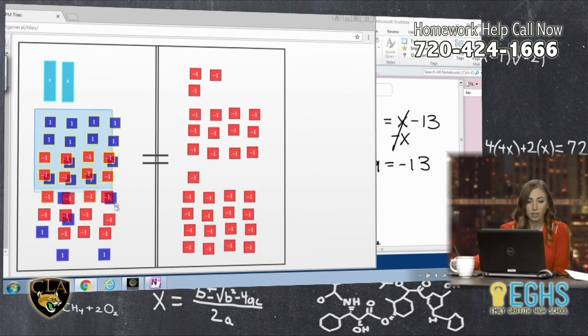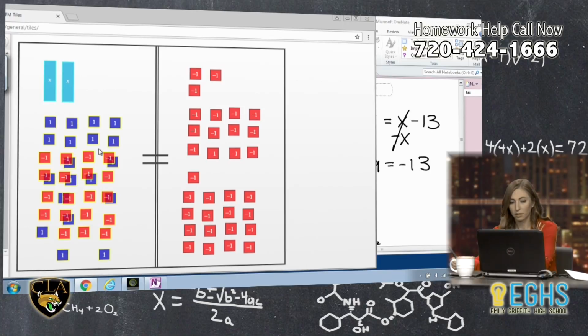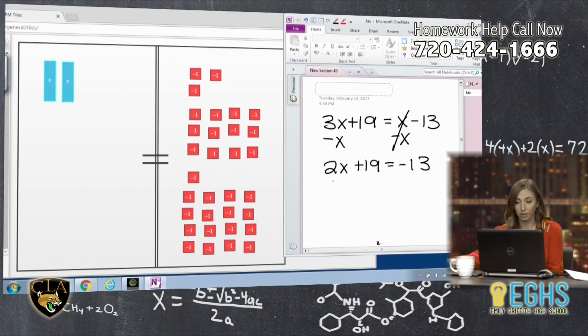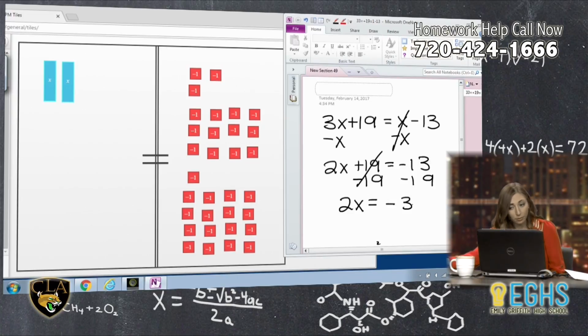So now these all cancel because of my positive 1's and negative 1's. They're gone, and I'm left with 2x on this side and then negative 19 plus that negative 13 on the other side. So here's what I did algebraically. I added negative 19 to both sides. Those canceled, I just have the 2x, and then over here we have, if you were to count them, and I'm not going to count them, but you have negative 32 over there.